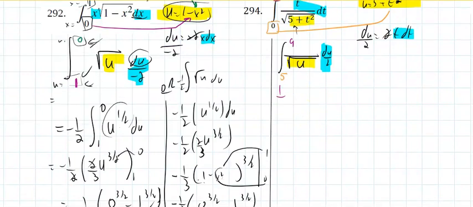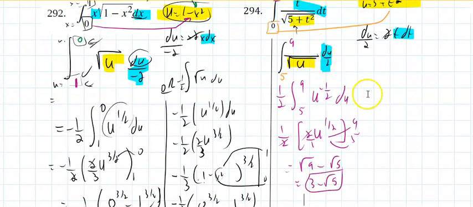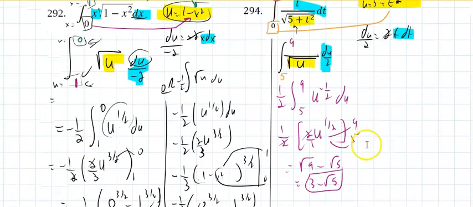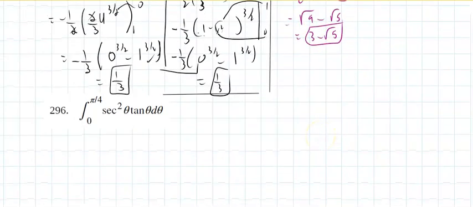Well, that is the 1/2, the integral from 5 to 9 of u to the negative 1/2 du. That's 1/2. Add 1 to the power, divide by that. That's simply square root of 9 minus square root of 5. That is 3 minus radical 5. Again, you could have just gone back and put in 5 plus t squared in there. Evaluate that from 0 to 2. You'll get exactly the same answer. I strongly suggest you start doing that.